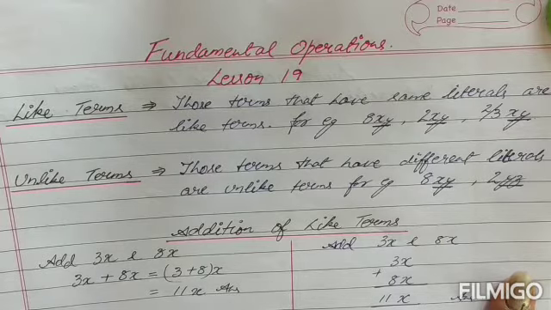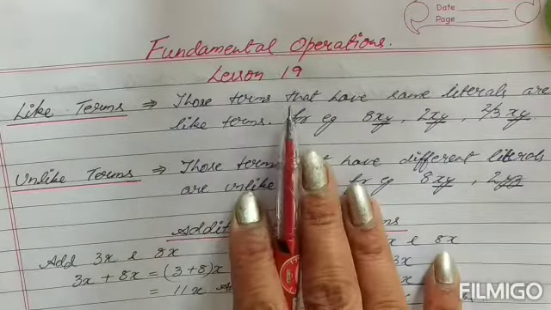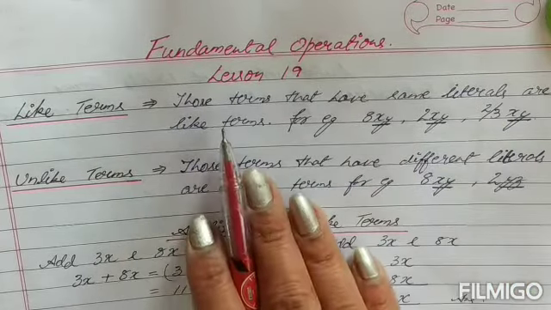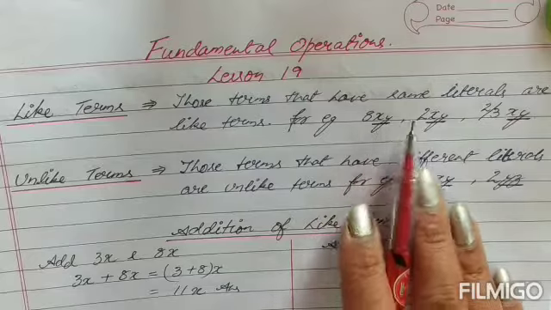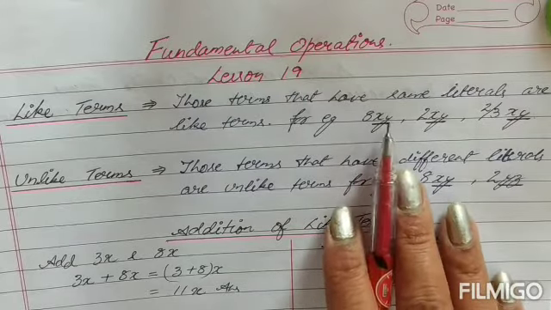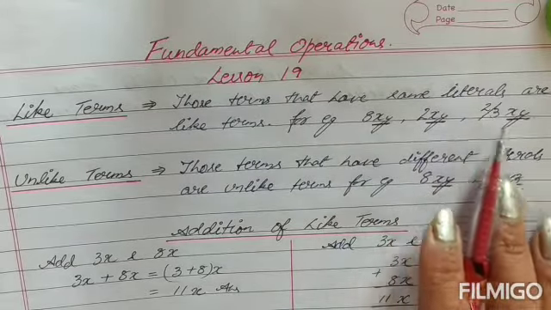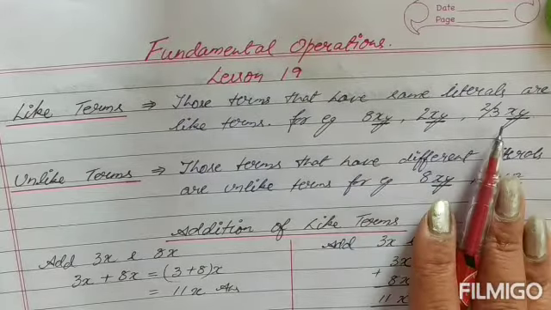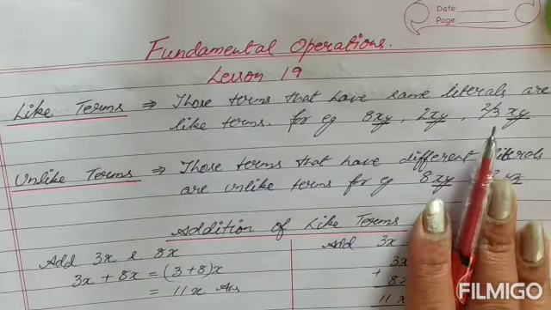unlike terms once again. So like terms are those terms, children, that have the same literals are termed as like terms. Literal part means the variables that are attached to them. See, 8xy, 2xy, 2 upon 3xy. Now in all these three terms, children, xy is same. So these are said to be like terms.